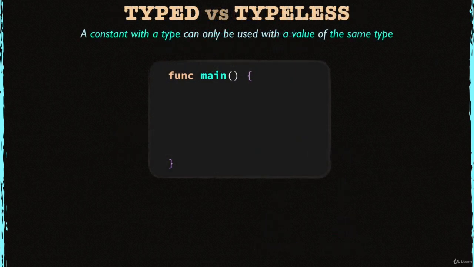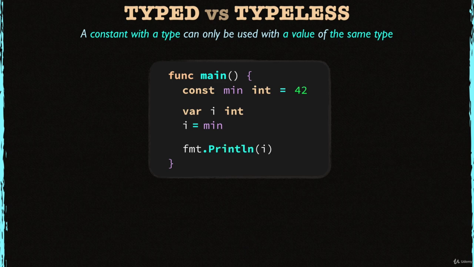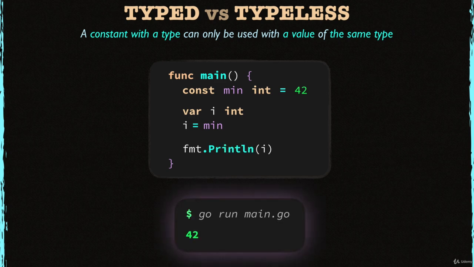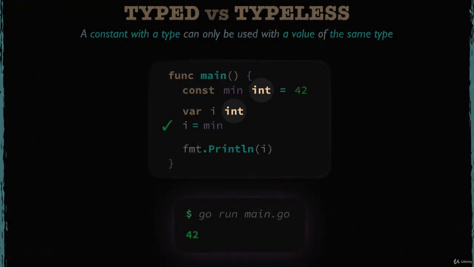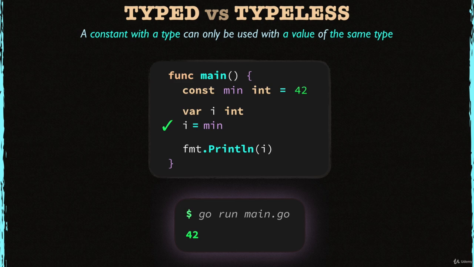Now let's declare a typed constant named min with an int type and an initial value of 42. Now let's declare an int variable. Then let's assign the constant to the i variable. Let's print it. Is it going to work? Okay, let's try. Of course it works. It's because, as you can see here, the min constant and the i variable have the same int type.